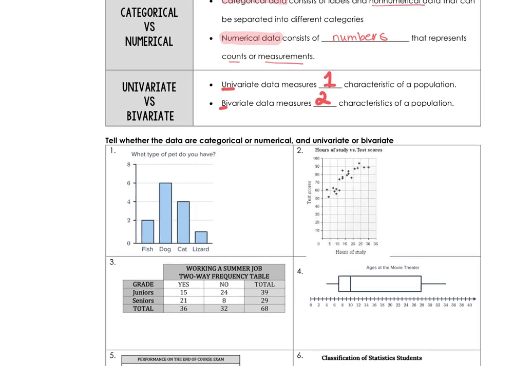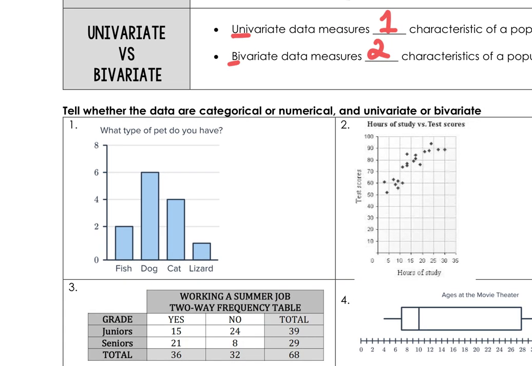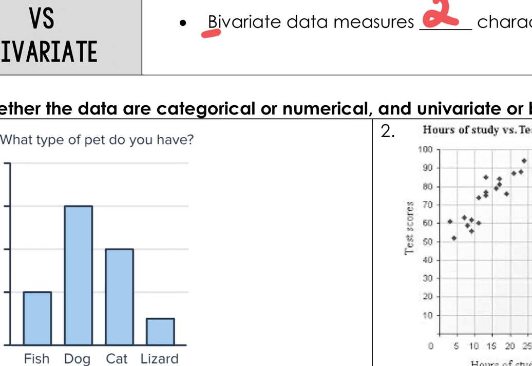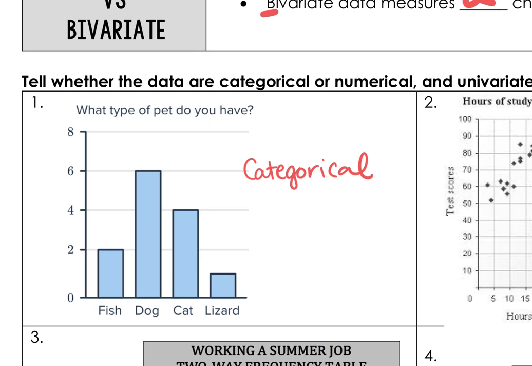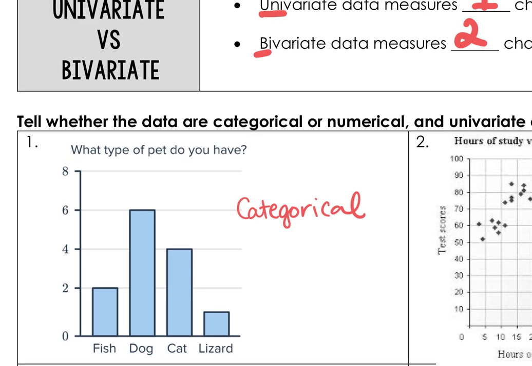So the first thing we're looking at is a bar graph, and the data that we were collecting is the type of pets that people have. So if I'm collecting data on the type of pets, is that a category or is that numerical? It's categorical. Very good. And now, univariate or bivariate. So how many variables was I looking at? How many questions did I ask? Just one, right? What's your pet? What pet do you have? So it's univariate.